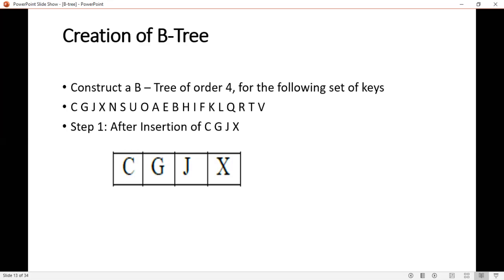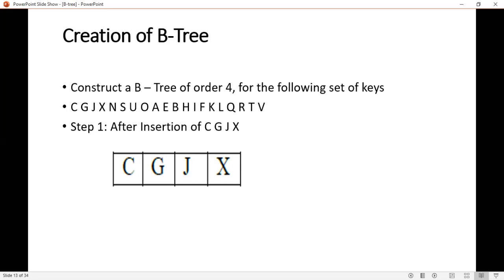Okay, first we will insert the keys one by one. First we are going to insert C. In the diagram, it represents one node, and you have 4 keys there. Why 4 keys? Because you can fill a node up to 4 keys, since the order given is 4. Understood, right? The order is 4, so you can fill up to 4 keys in one node.